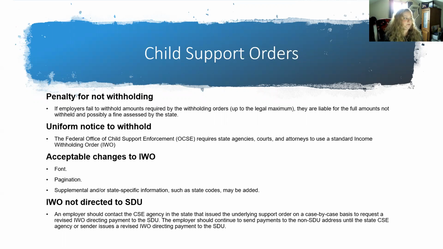Yes. Okay. So employers, there's a penalty if you don't withhold. You have to be careful, and you have to make sure that when you are withholding, you're withholding the full amount that you're supposed to be withholding. And if you can't withhold the full amount, you have to show why you can't. Oftentimes we receive IWO changes. So if you receive a change for an income withholding order, then make sure that you apply the changes.